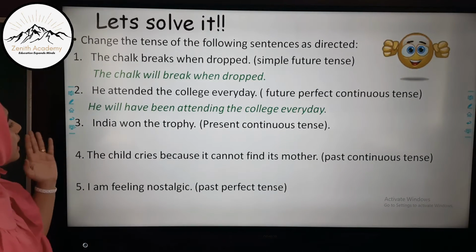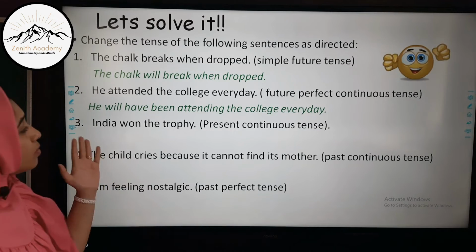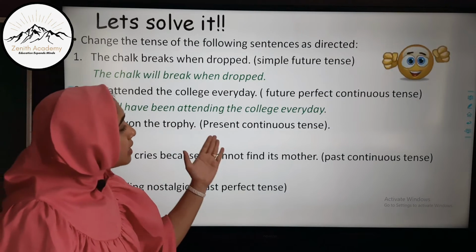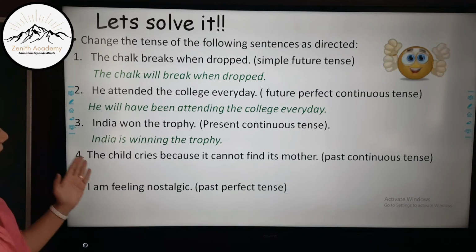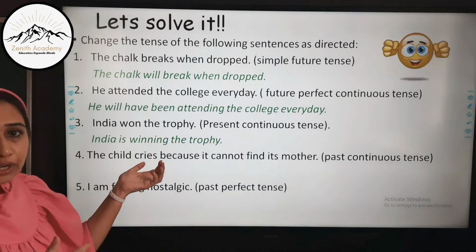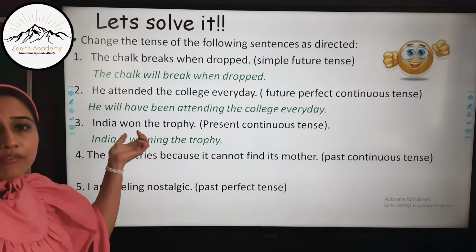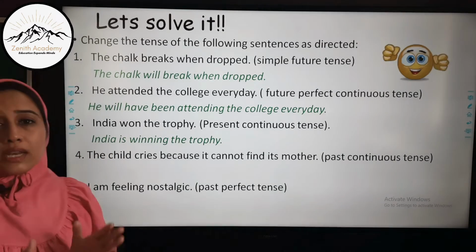The next one is, India won the trophy. This is simple past tense. You have to convert this into present continuous tense. So the sentence becomes, India is winning the trophy. Is winning is continuous because the ing form of the verb is formed over here, and is is the auxiliary in present tense.